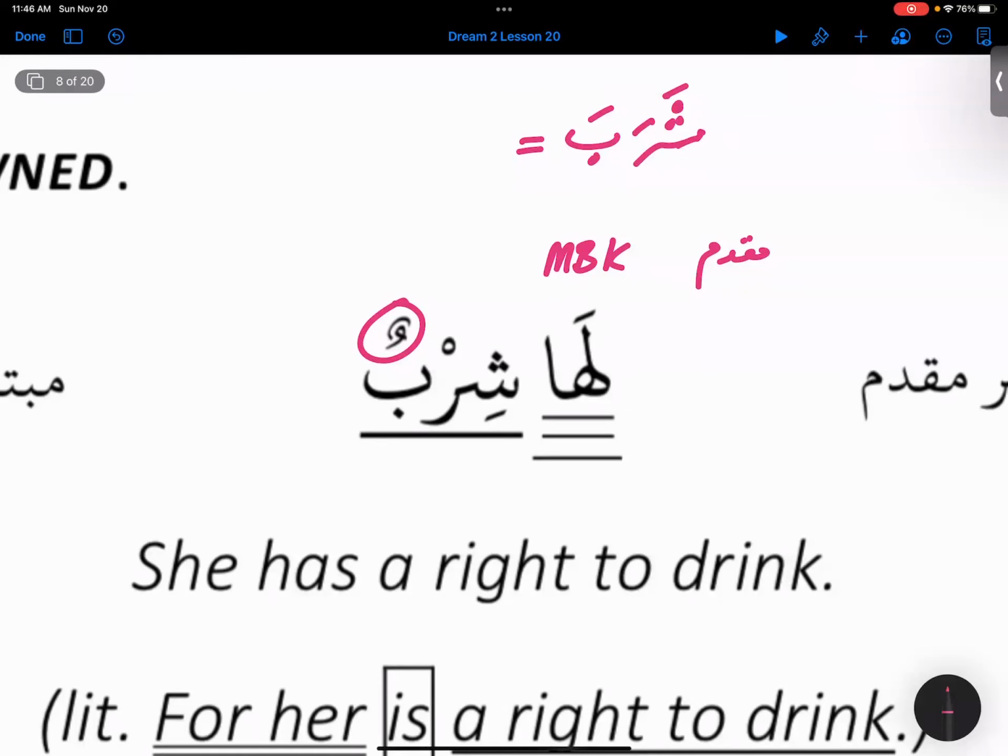Yes, it is common, but Mubtada can be common. That was our last class. Mubtada cannot be common. Mubtada cannot be common, and it is a must in order for you to have a jumla ismiya.